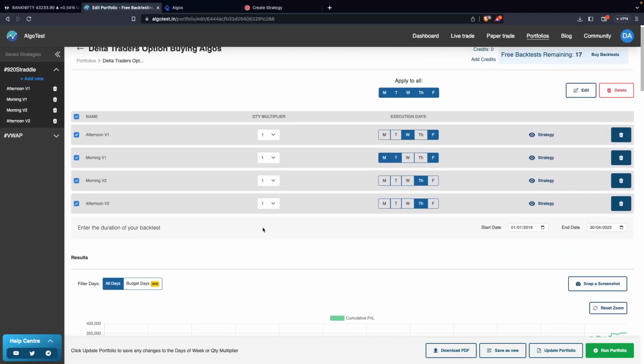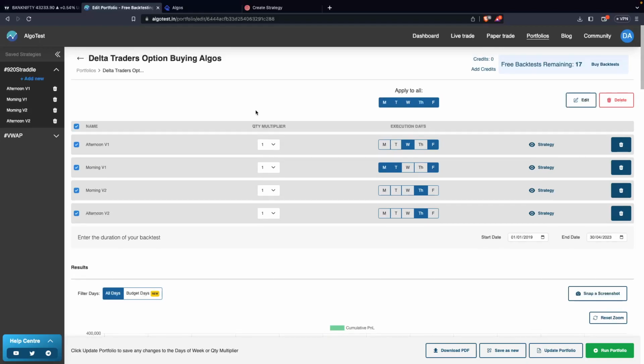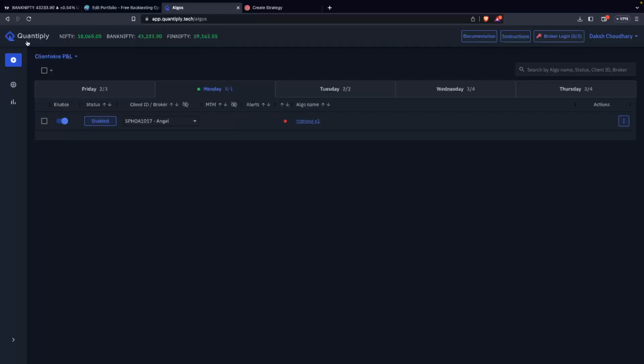So now we have the algo, and we have the settings, the different entry and exit criteria that we have fixed for our algo. But now we need to execute these trades. We are getting trades here, but we need a platform which is able to execute those trades on our broker account. For that, we use a platform named Quantiply.